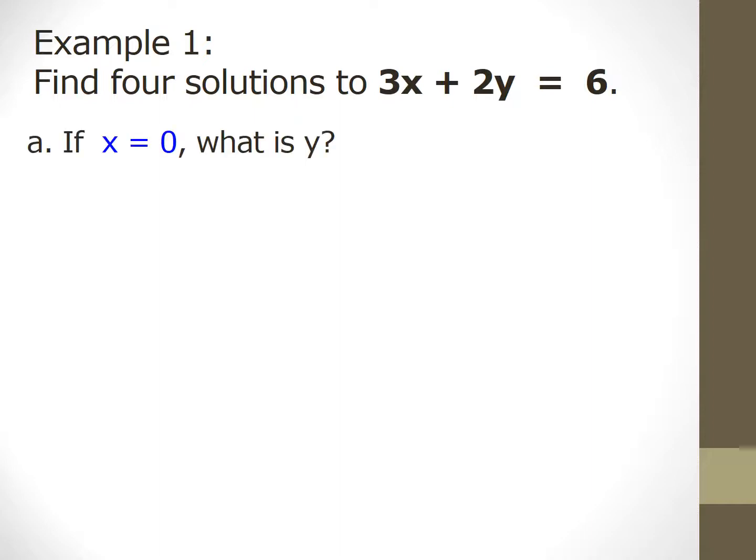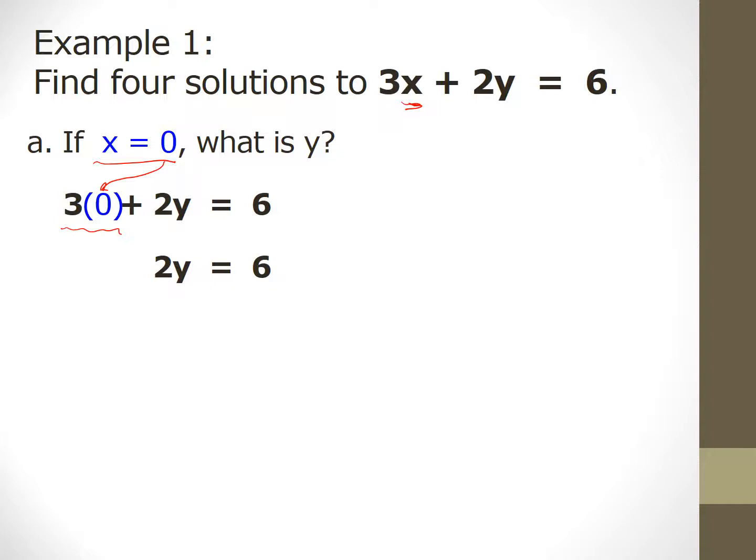If x equals 0, what is y? Now, that implies in our equation that the x part of our solution is going to be 0. So we literally take that value of 0 and put it in for x, as we did here. And when that happens, 3 times 0 is 0, so that just falls away, and we're left with the equation 2y equals 6.